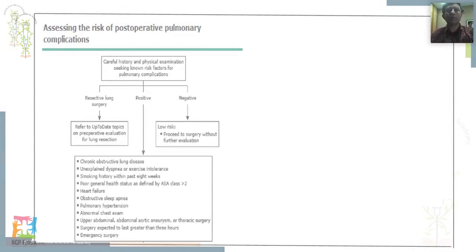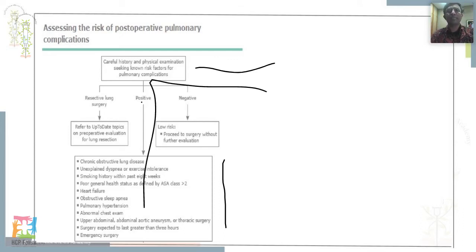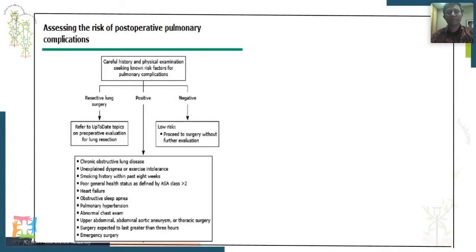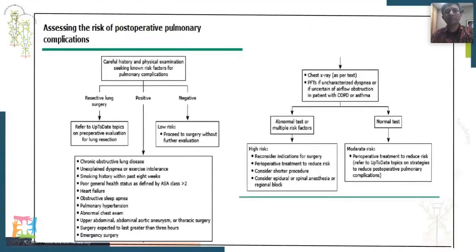algorithm. So, careful history and physical examination. This is what you do first. Is the person undergoing a resective lung surgery? We'll not talk about this. Does he have complications? Then what are the complications? It could be, these are the ones that we discussed: COPD, asthma, poor general condition, heart failure, obstructive sleep apnea, pulmonary hypertension, or the person does not have any. Then you proceed for surgery.